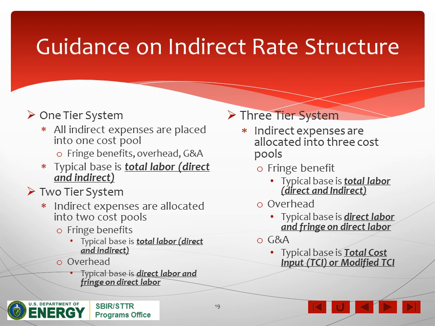A three-tier system is one in which indirect expenses are allocated into three cost pools. This uses a fringe benefit, where the typical base is total labor, direct and indirect, overhead, where the typical base is direct labor and fringe on direct labor, and G&A, where your typical base is TCI, or modified total cost input. This is the most frequently used rate structure by grant recipients.